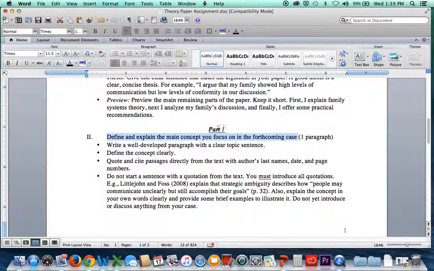When you're explaining the concept in part 1 here, you're not talking about your case. You introduced it in your thesis and your preview, but in part 1 you're just laying out a definition and an explanation in your own words.